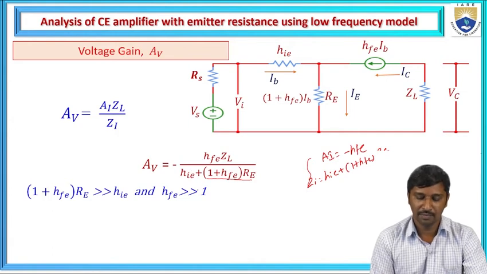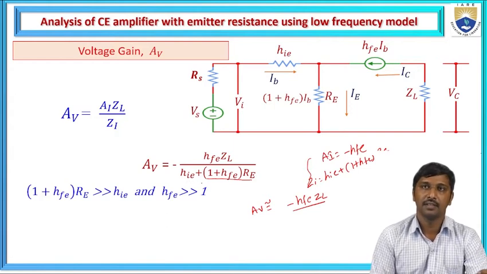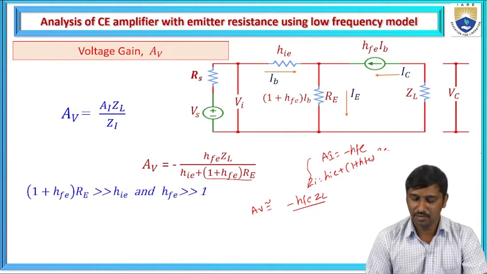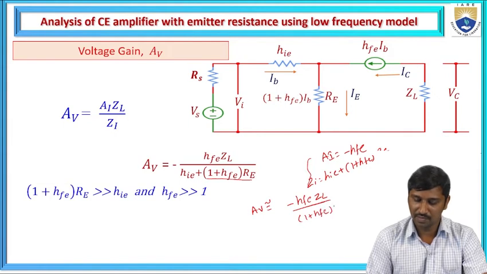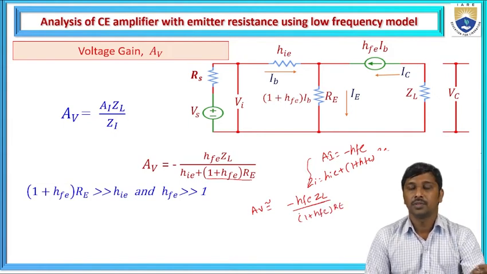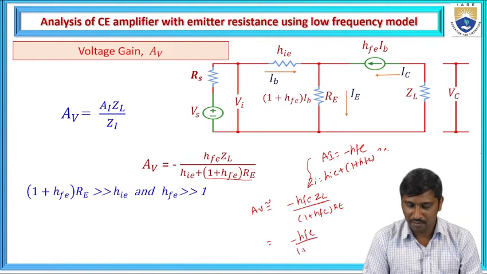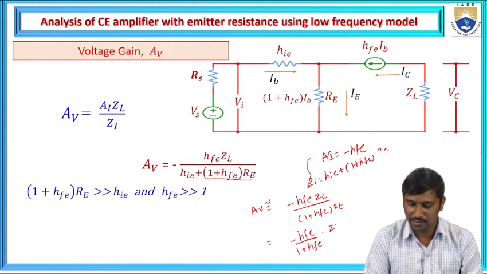If we neglect hie, the voltage gain AV becomes approximately equal to minus hfe times ZL by Zi. Hie is neglected because we assume that (1 plus hfe) times RE is greater than the hie value. Hence, Zi becomes (1 plus hfe) times RE. Under this analysis, AV is minus hfe by (1 plus hfe) into ZL by RE.